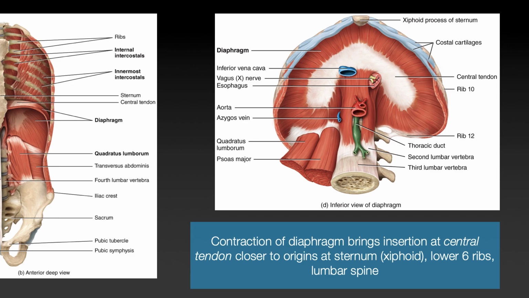The origins that I have listed here are an FYI only. I'm not going to ask you what the origins of the diaphragm are, okay? But just so that you know, it originates at the xiphoid process, along the lower 6 ribs, and the lumbar spine, the lumbar vertebrae. Let's quickly summarize this section because we've covered a lot.